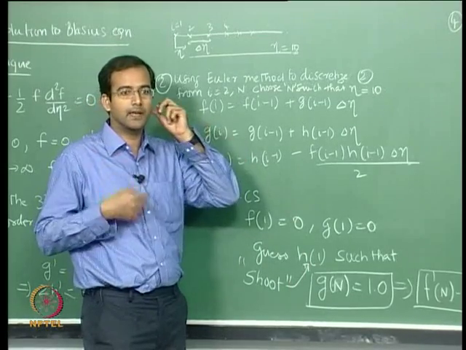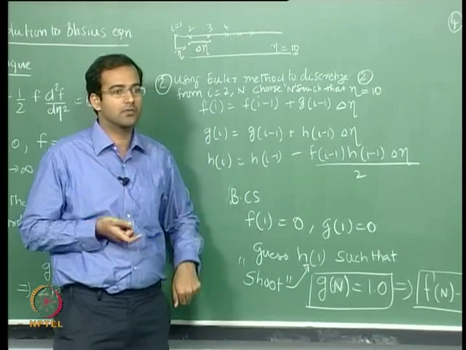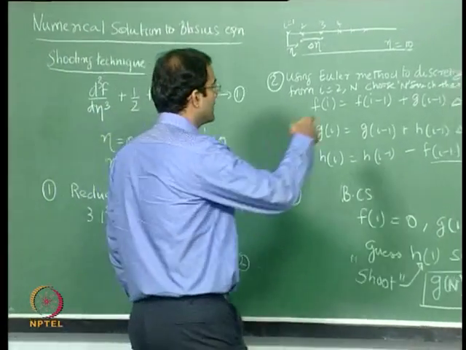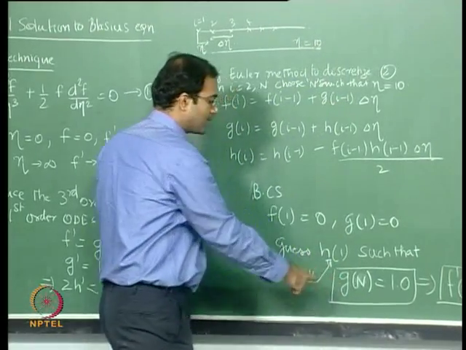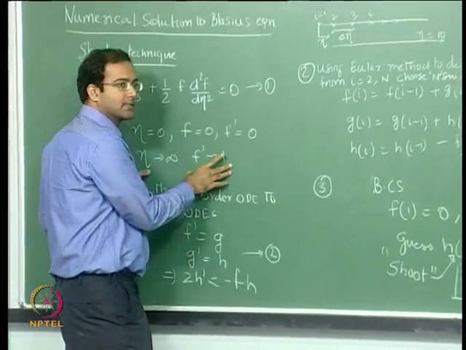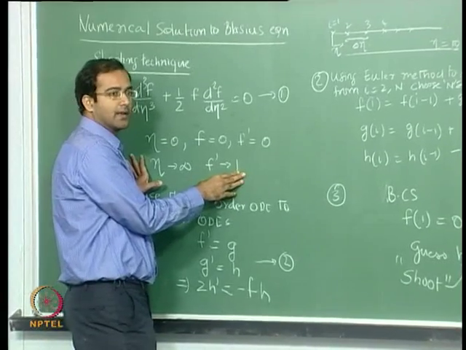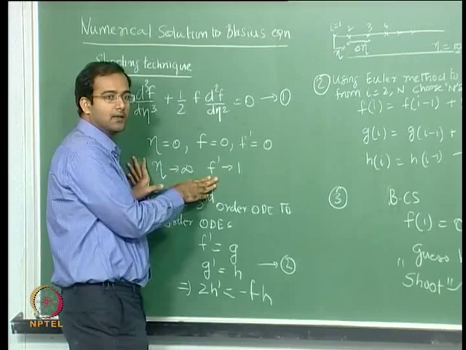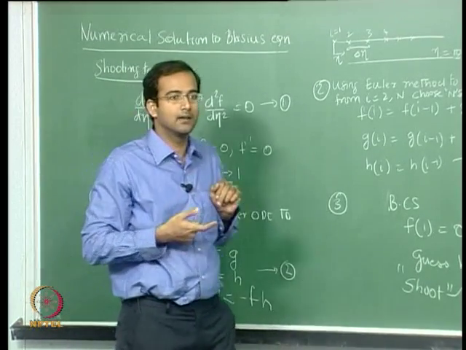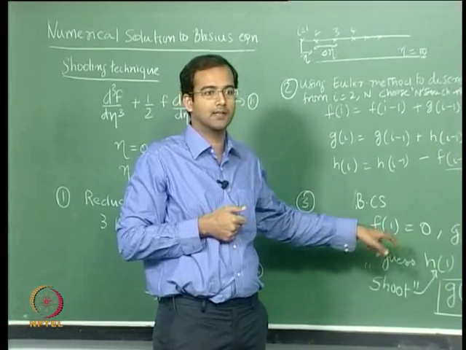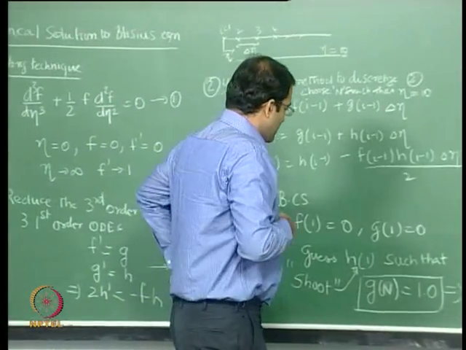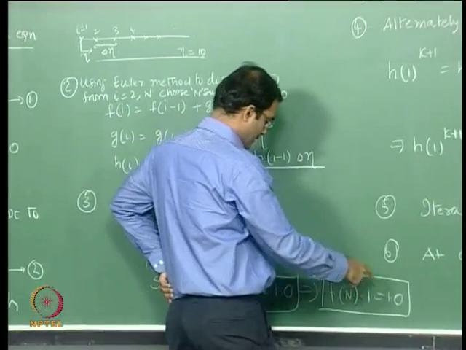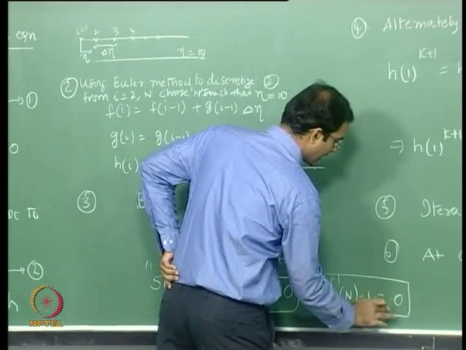So you just do it by guesswork. You keep shooting values of h1 and make sure that when you get the solution finally at the nth point, the other boundary condition, which is the third boundary condition, is automatically satisfied. If your guess for h is correct, then this should satisfy this particular boundary condition. If not, you have to keep on doing this again and again till you land up with the correct value of h which satisfies that boundary condition. g of n equal to 1 really means f prime of n minus 1 should be equal to 0.